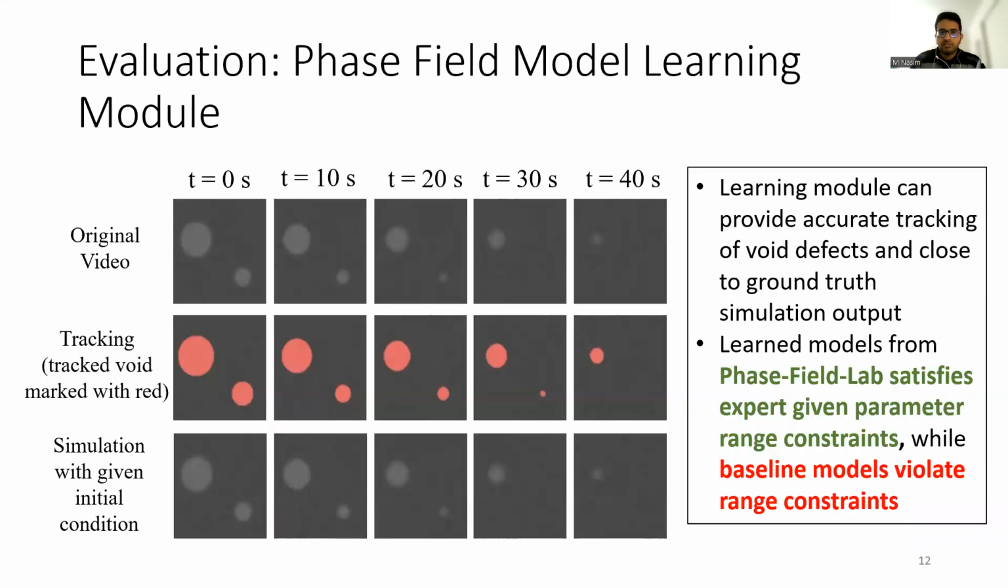On evaluation, our learning module provides very accurate tracking of nanovoid defects and also simulation output that matches closely with the ground truth. The baseline neural-ODE model provides similar accuracy as well in both tracking and simulation. However, the baseline models violate expert-given range constraints, while Phase Field Lab models always satisfy this range constraint and thus yield more practical phase field models.